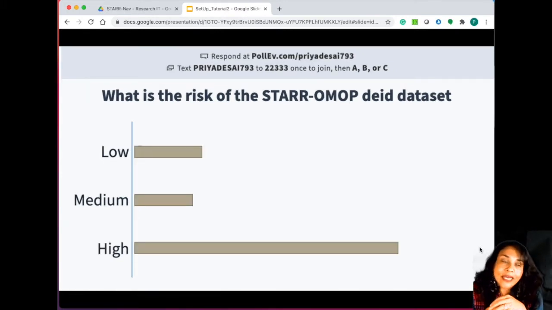So for those of you who guessed that the risk is high, that is correct. Even though this is a de-identified data set, no matter how good your de-identification algorithm, there's always a risk of unintended PHI to leak through, especially because the Star OMOP DID dataset actually does contain clinical notes.